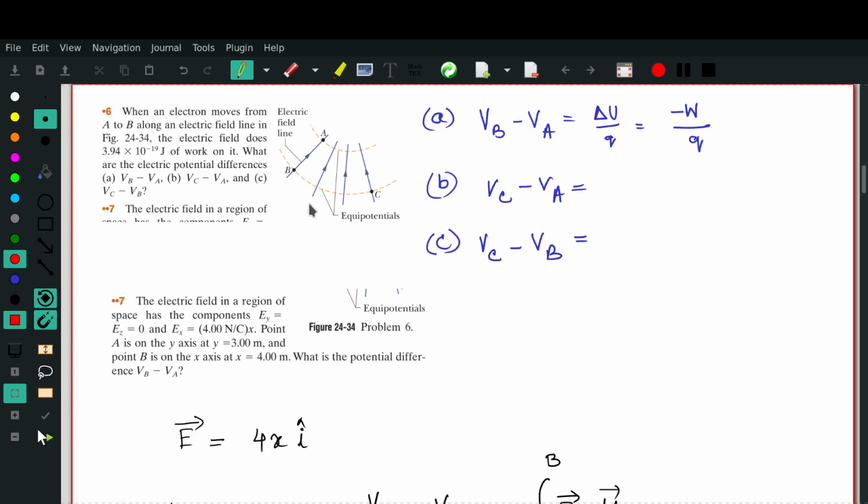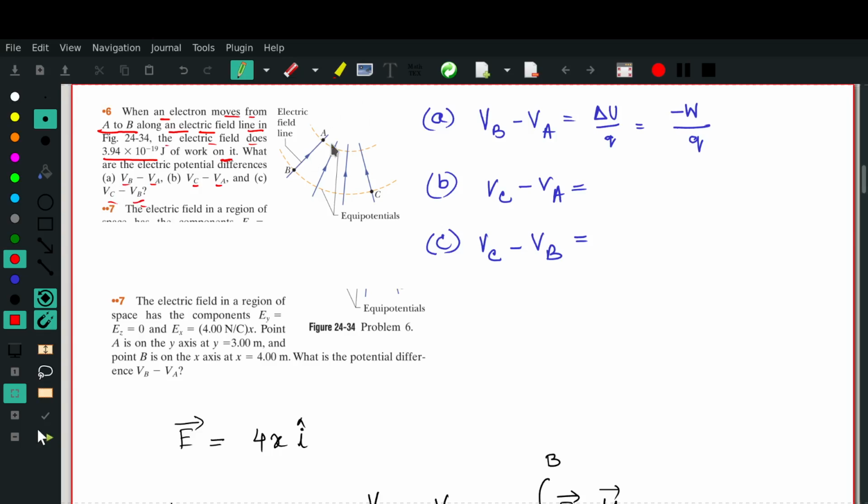Okay, so let's read along the problem. When an electron moves from A to B along an electric field line in this figure, the electric field does some work, 3.94 times 10 to the minus 19 joules of work. What are the electric potential differences VB minus VA, VC minus VA, and VC minus VB?